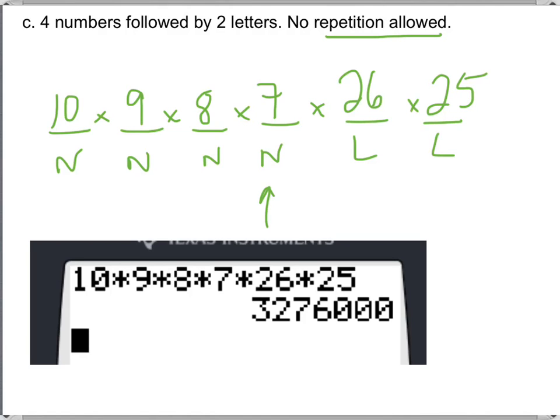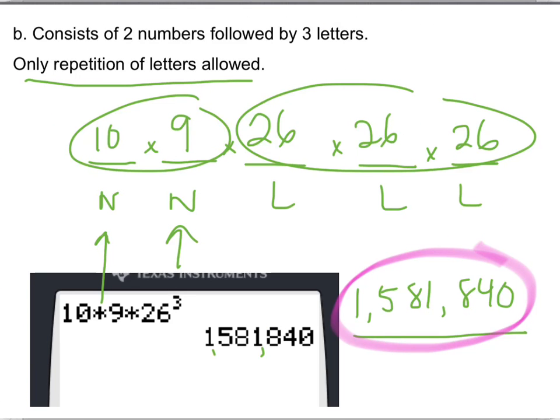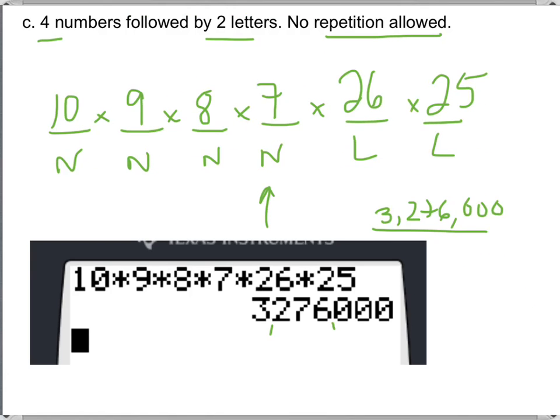Okay, and on my calculator, I have 3,276,000 ways to do that. And there's more ways than there were for these ones because there was only 5 things that I chose here, 2 numbers and 3 letters, whereas here I chose 6, 4 numbers and 2 letters. So even though there wasn't any repetition allowed, I'm choosing an extra number in this case. Okay.